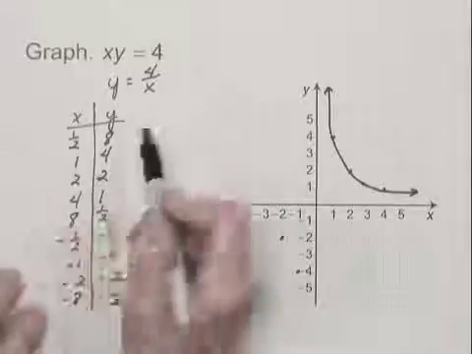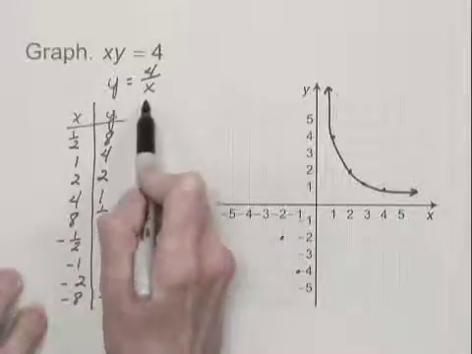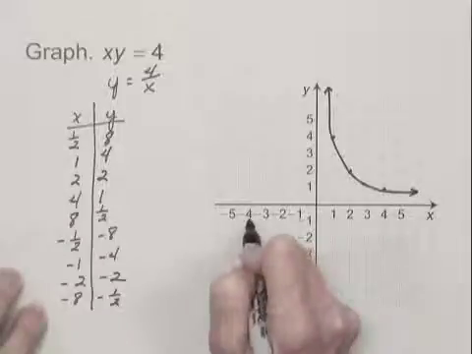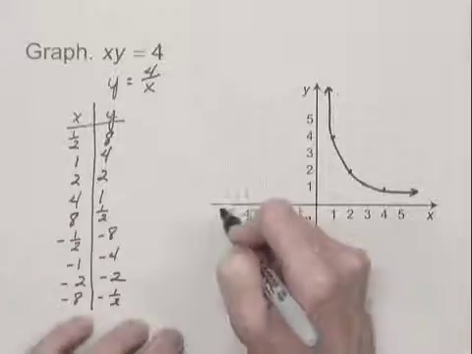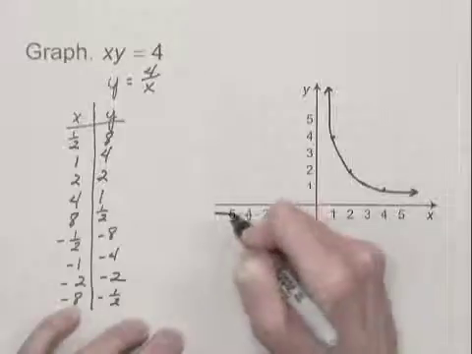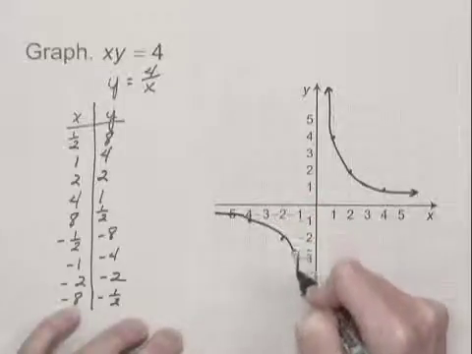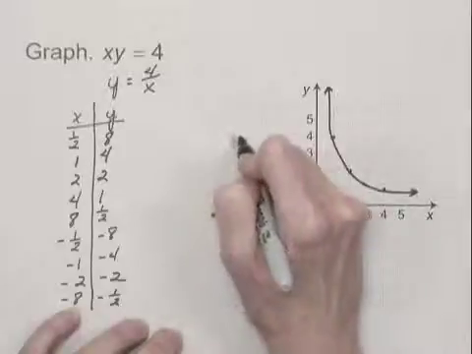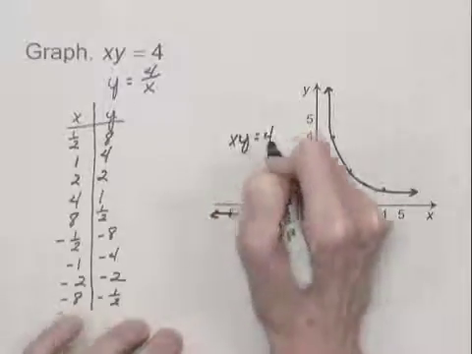It would help if I found the value of y when x is negative 4. When x is negative 4, y is negative 1. So let's plot that point also. And now we'll connect these points with a smooth curve and label it as the graph of xy equals 4.